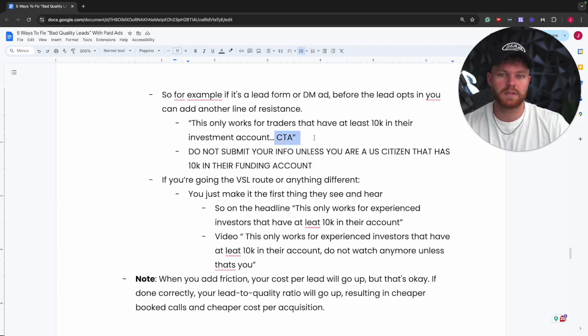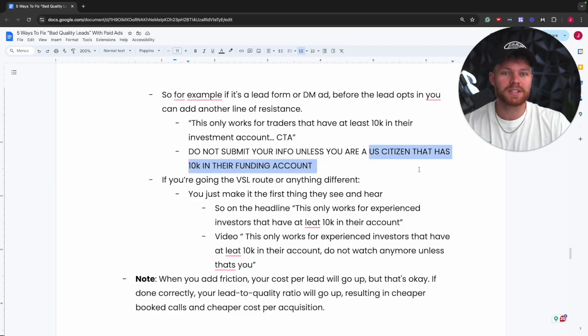Whatever it might be, CTA, call to action. Do not submit your info unless you are a US citizen that has 10K in their funding account. We had a trading coach who would run ads and he just wouldn't get US citizens, and for some reason, it was very odd. But one of the things you could just add in there is, one, make sure you're targeting the US first off. But two, make sure you just say that, right?